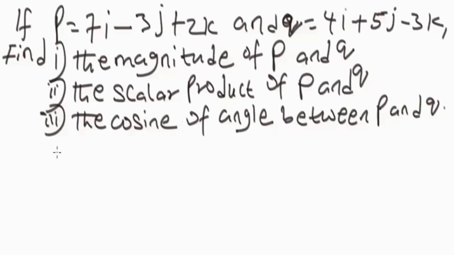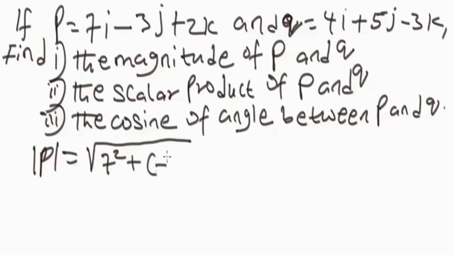Okay, so the magnitude of the vectors, this is how we present it, as if we are finding the absolute value of a number or of a function. So the magnitude of p equals the square root of the sum of the squares of the i, j, k values. So the magnitude of vector p would be the square root of (7) square plus (-3) square plus (2) square. Let's put everything in brackets.